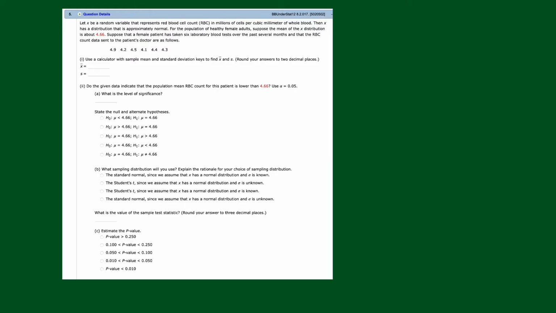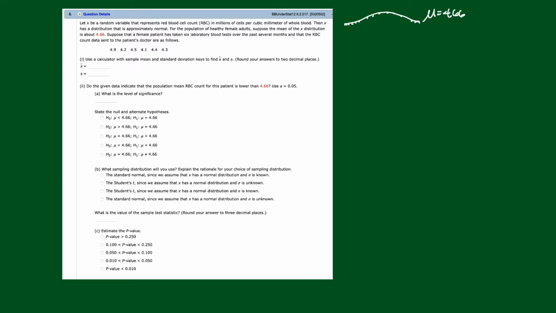The problem tells us that X is a random variable that represents red blood cell count, RBCC. Then X has a distribution that's approximately normal. So sometimes the blood RBC is low, sometimes it's high, but mostly it's right around these mid values. Now, for the population of healthy adult females, let's suppose that the mean is 4.66. So we're going to assume that the mean is 4.66.